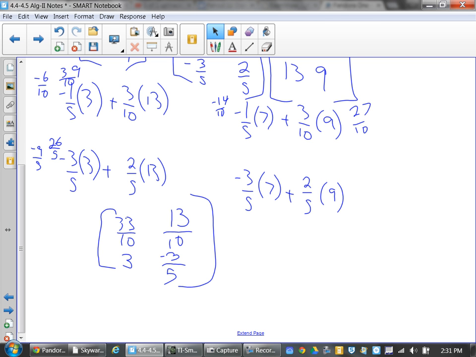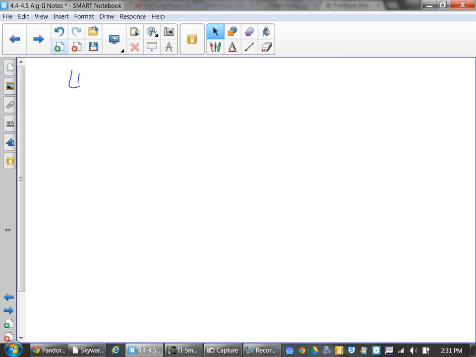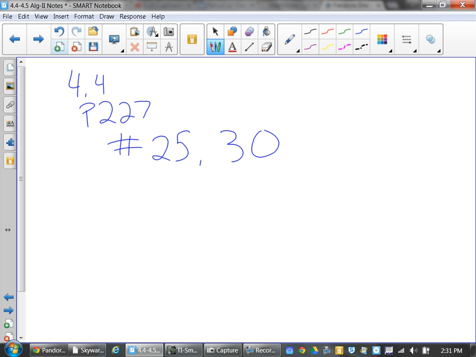Homework-wise, it's just 2 problems out of this section. It's 25 and 30. It's one problem where it's a straight inverse, and it's a problem where you have to move a matrix first. Put it in each column. Put it here and put it there.